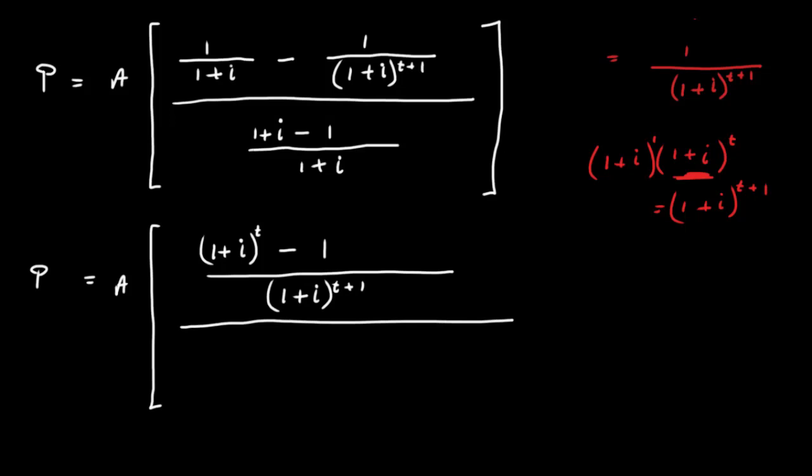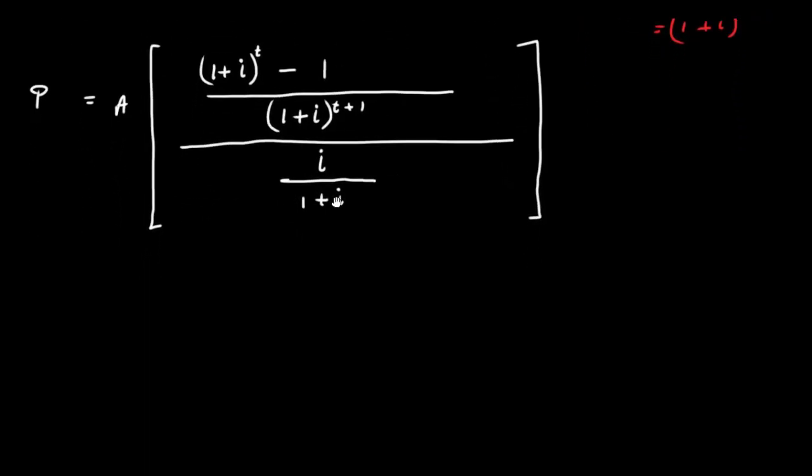What about the bottom fraction then? Well, the only thing I can do with that here is I've got a plus 1 here, I've got a minus 1 here, so I'm just going to subtract those. So I end up with an i on the top, and I end up with 1 plus i on the bottom. So that's it, that's the next step.